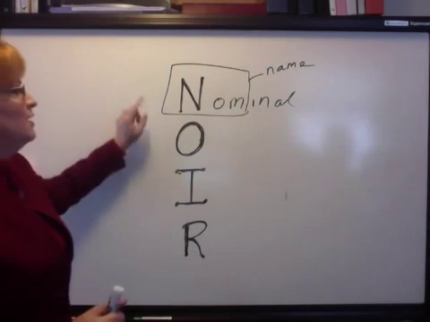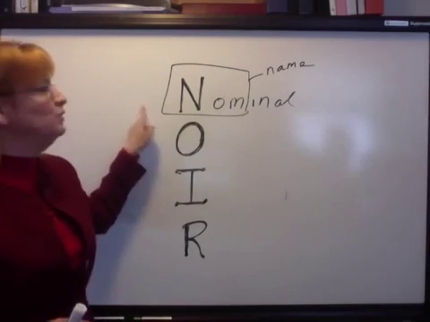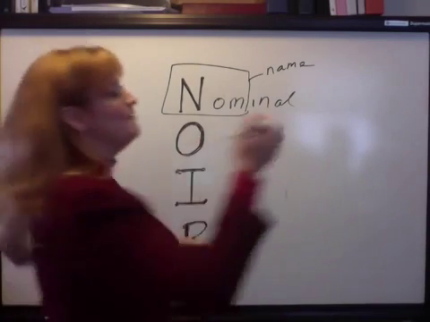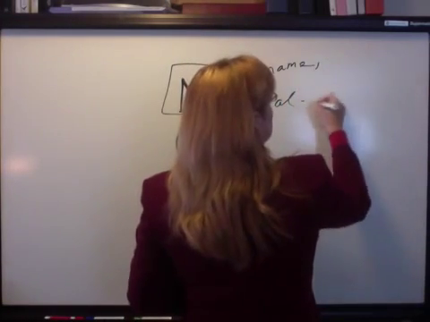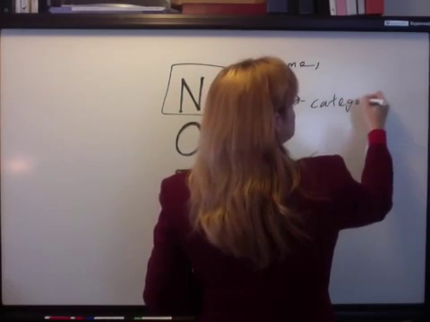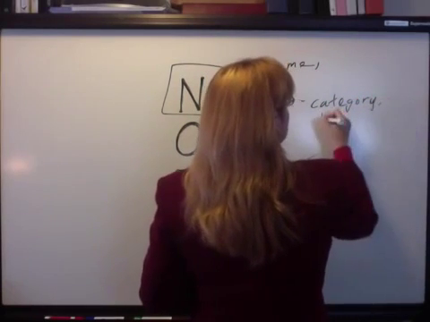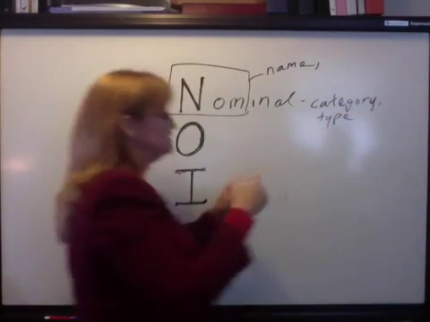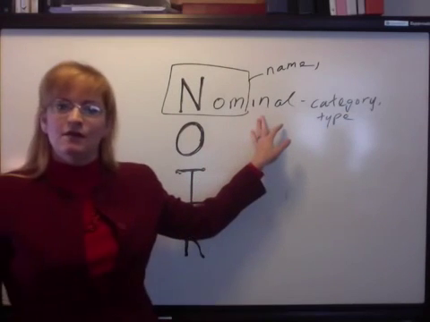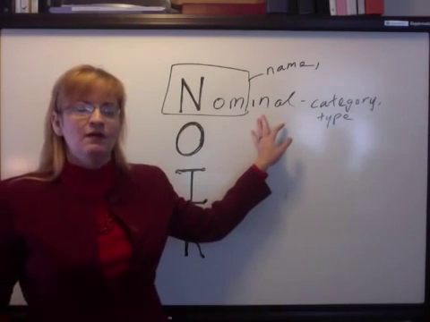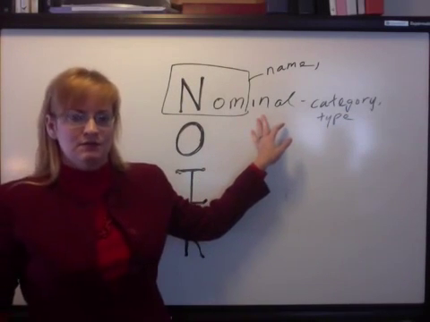So think of a nominal scale of measurement. The only thing it tells you is the name, and that means it's telling you a category that something falls into or a type. You cannot necessarily rank data that you measure on a nominal scale. All you've done is put it in categories.